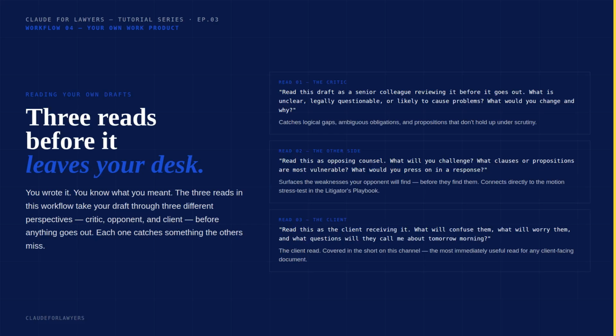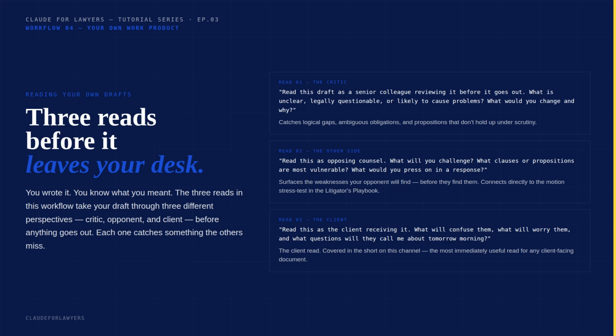Workflow 4. Your own work product. You wrote it. You know what you meant. The 3 reads in this workflow take your draft through 3 different perspectives before anything goes out. Each one catches something the others miss.